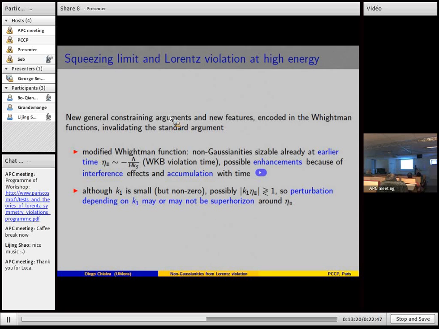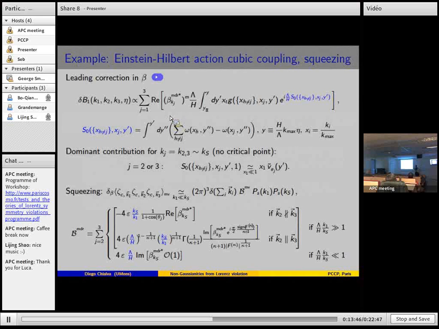Possibly at this time, where the non-Gaussianities are already sizable because of the modified Whitman functions, the perturbation may or may not be super horizon. So if it is super horizon at this time, at least we expect that there will be enhancement, but possibly the dependence on K1 will be the same as in the standard case. But imagine if it's not super horizon, then even the dependence on K1 will be completely different. And that's what we find. Again, let me give you an example.